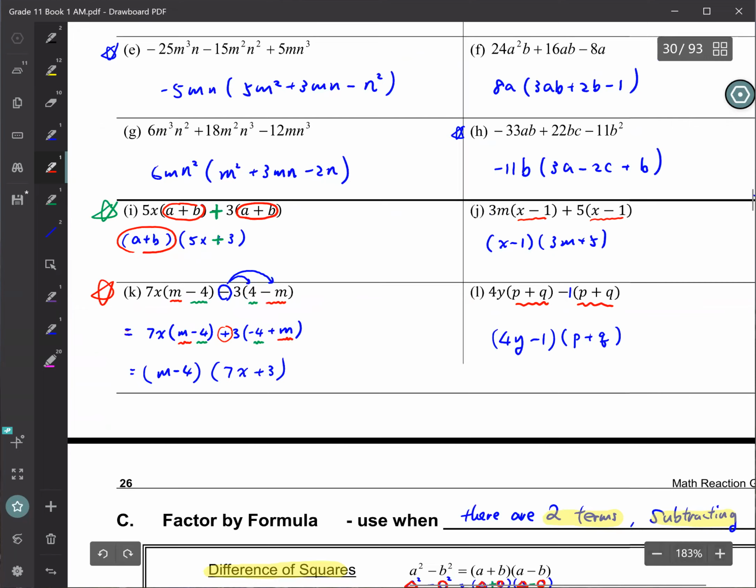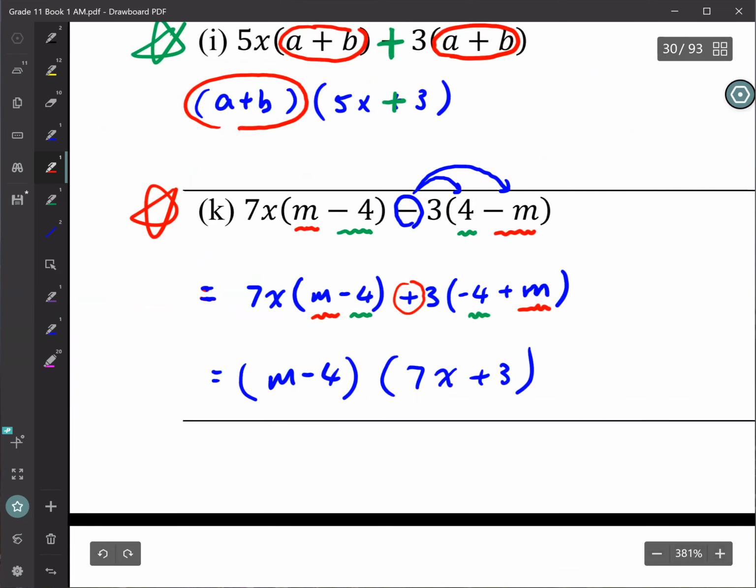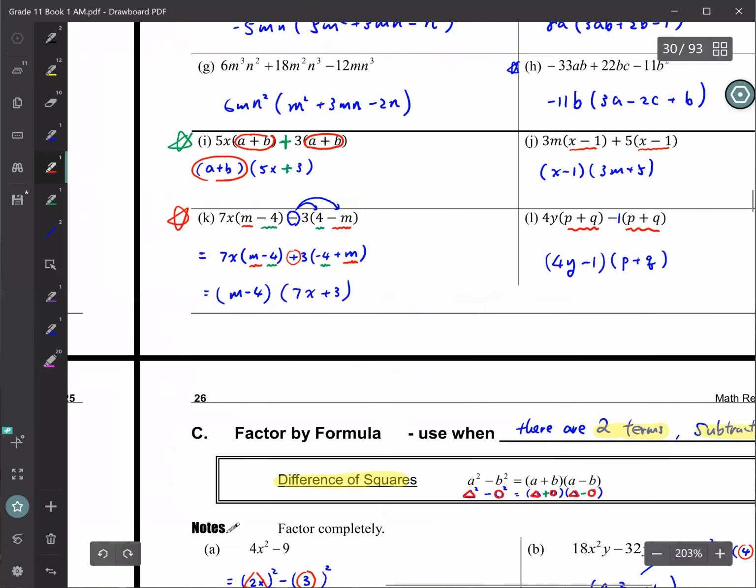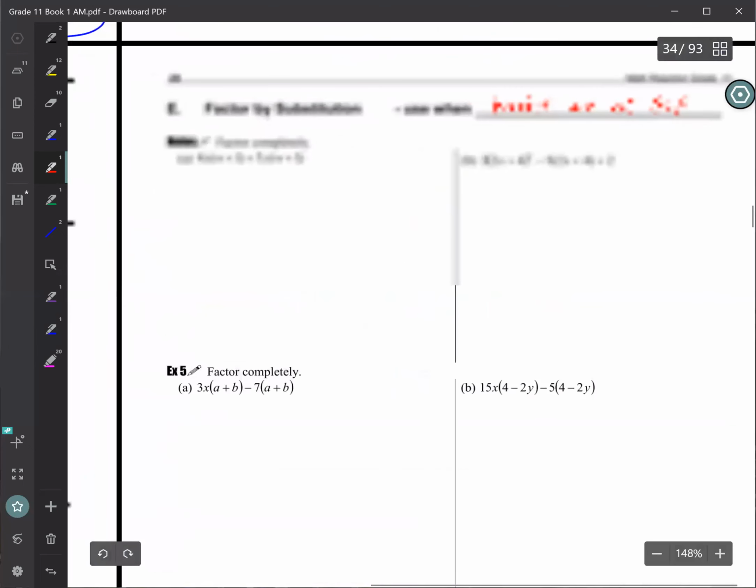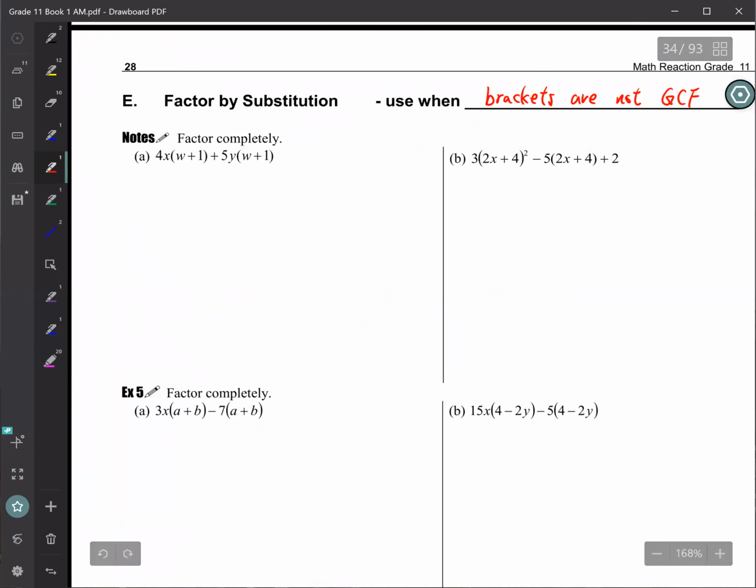Okay, question K, just a quick review, right? These two brackets are not the same. A minus 4, 4 minus m, they are not the same, but it's possible to make it the same by changing the sign. So in this case, you don't need substitution. After you change the sign, you still apply GCF. Okay, you just take out the n minus 4. So it's different. So let's look at the question. We'll look at one question where they all have brackets, but one question is GCF, the other question is not. Okay, and I'll show you what I mean.